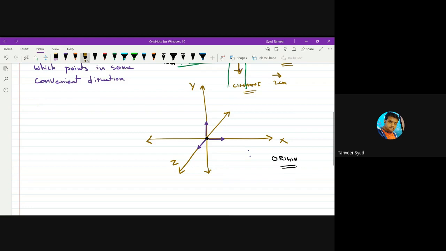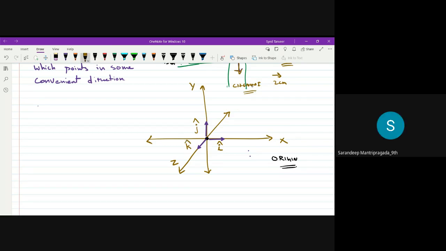And we give special names to these unit vectors. What are the names that we give? A unit vector which is pointing towards x direction is represented by i cap, small i. We should not use capital I, small i. And a unit vector representing y direction is denoted by j cap. Unit vector along z direction is represented by k cap.